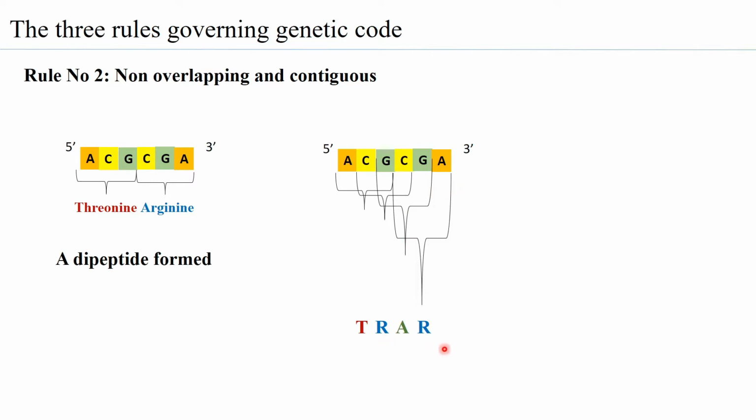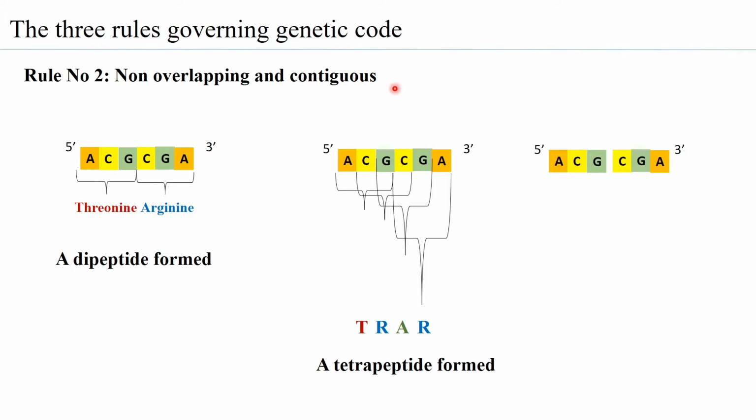So here what is interesting to note is that if the genetic code were overlapping, you would not have got a dipeptide, you would have got a tetrapeptide. However, what has been observed from a lot of experiments is that it is always a hexanucleotide giving rise to a dipeptide. And so continuous and non-overlapping is the case.